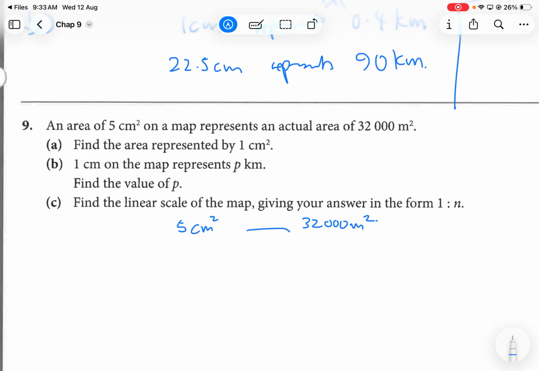So this one now is a scale for area. If 5 cm square is like that, I want 1 cm square. Just divide by 5 only. 5 becomes 1, so divide by 5. Then this side I also divide by 5. Then I get the answer already.